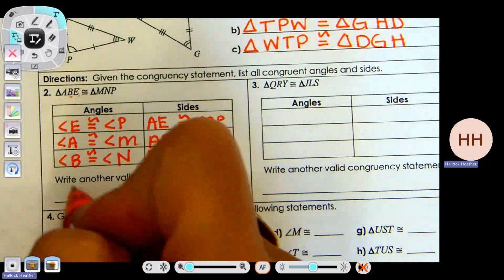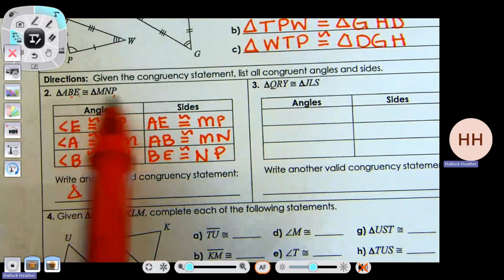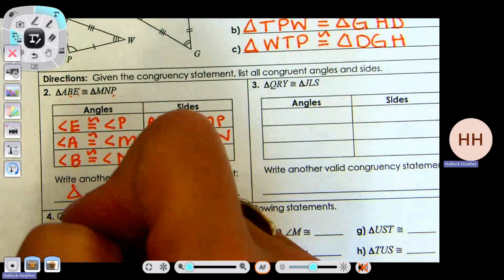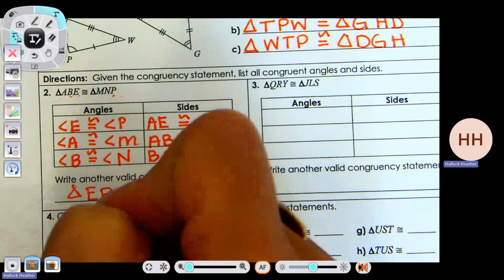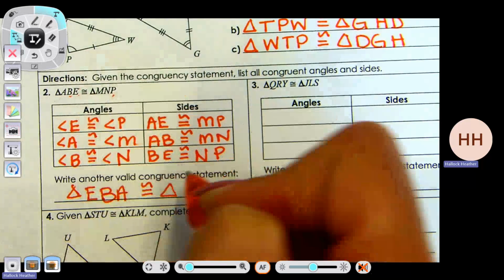So if I say triangle, because this is one congruency statement, I could write 9 different ones. I'm going to change it up. I'm going to say EBA is congruent to something. Try to write your other triangle.